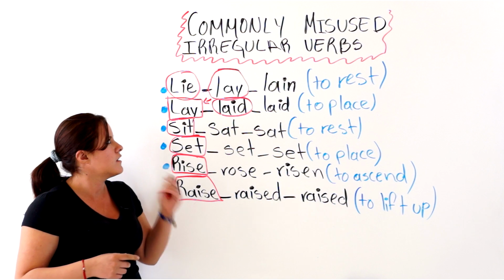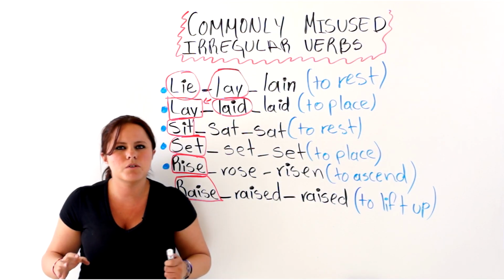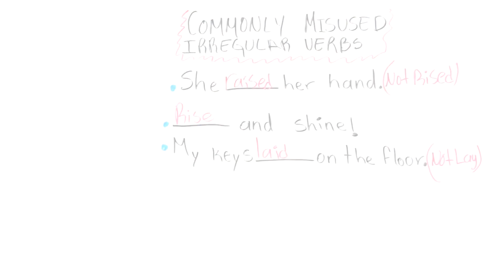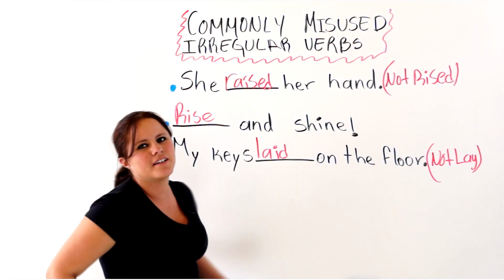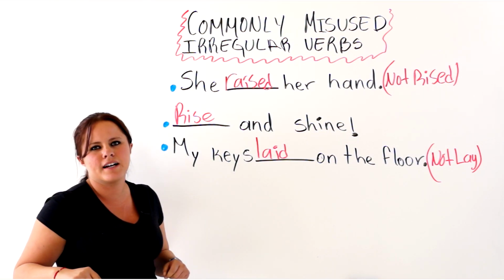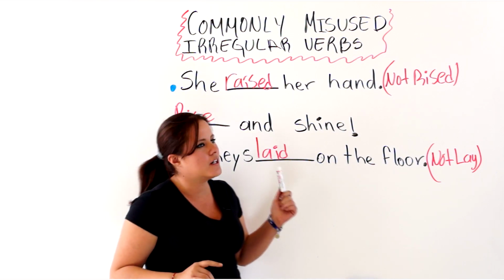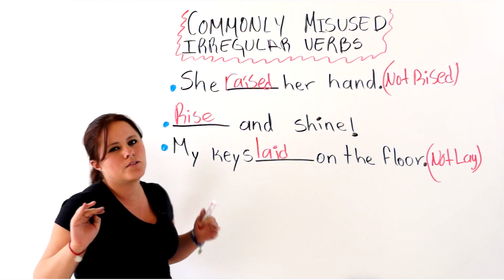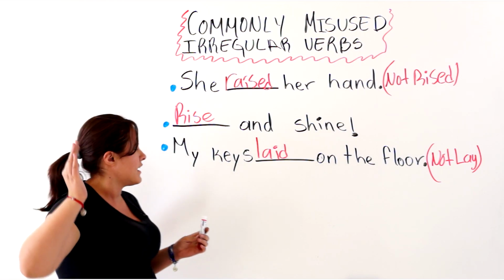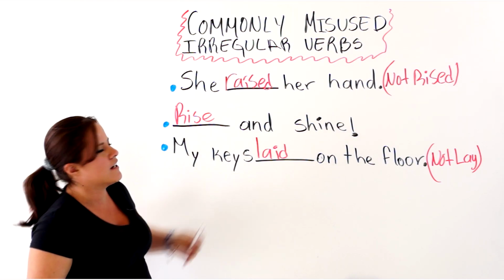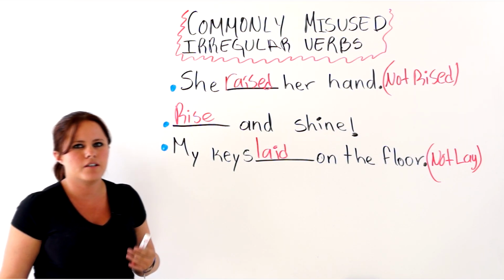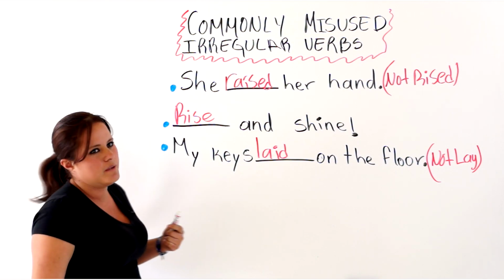Make sure to take note of these because you will be needing it in the future. Now, I have three examples here on the board. The first one says, she raised her hand. And I wrote a note for you, not rised. Remember, rise, to ascend. Raise, to lift up. So she raised her hand. Rise and shine. That is a very, very common idiomatic expression to tell somebody to get up, right, from bed.